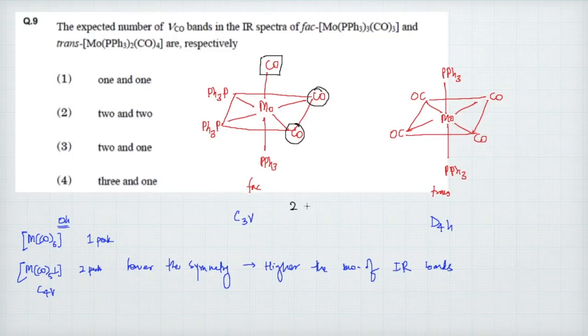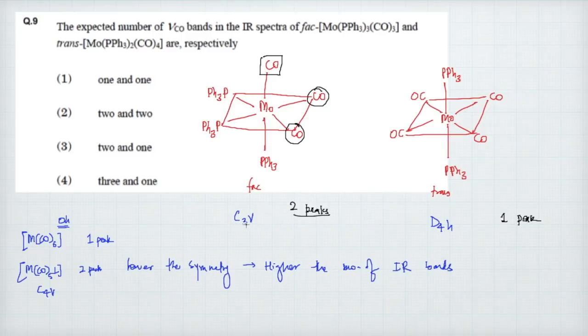So you will get 2 peaks for this case, whereas for this one all the CO groups are going to be equivalent to each other, because it is a higher symmetry element, and all the carbonyls will be equivalent if you rotate along the C4 axis. So you are just going to get one peak in this case. It was pretty simple, but you have to remember that all facial isomers give you two peaks, because of the lower symmetry.